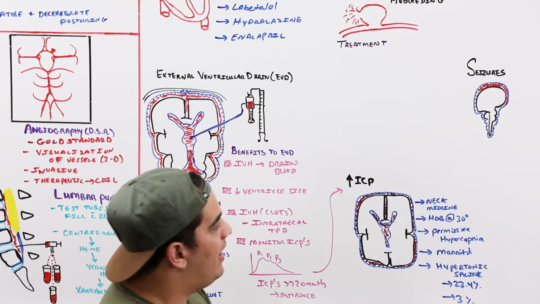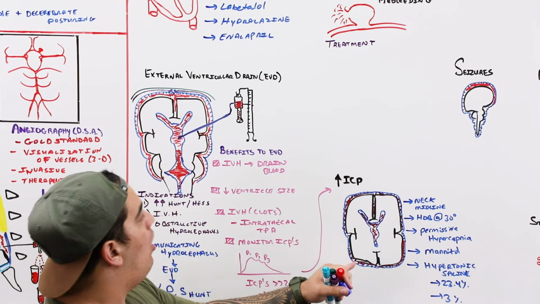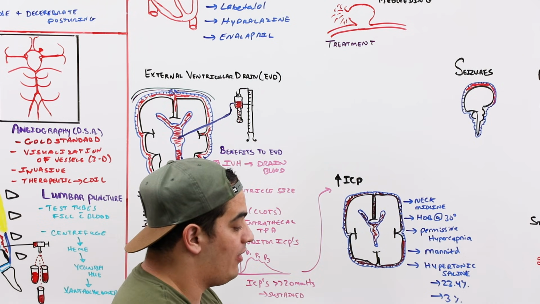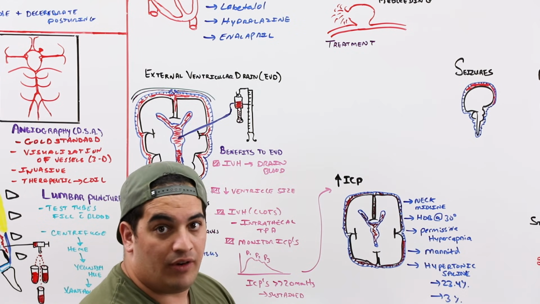Okay? But these are the measures that you will take whenever there is elevated intracranial pressure, along with the EVD, hopefully draining some of the blood in the CSF from those ventricles. All right, we talked about that. Let's move up into the next part of our treatment process.